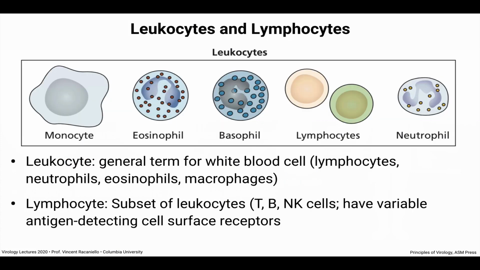First, let's define the cells that we're going to be talking about today. A leukocyte is a general term for a white blood cell, and that includes lymphocytes, neutrophils, eosinophils, and macrophages. So when we say leukocyte, that's what we're referring to. Lymphocyte is a subset of leukocyte, and that includes T and B and NK cells. And these are different because these cells have variable antigen-detecting cell surface receptors. All right, so that's leukocytes and lymphocytes.